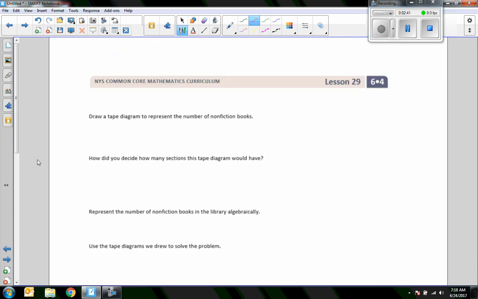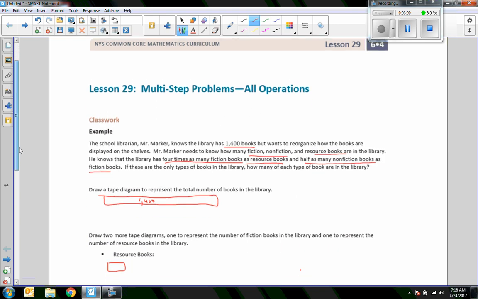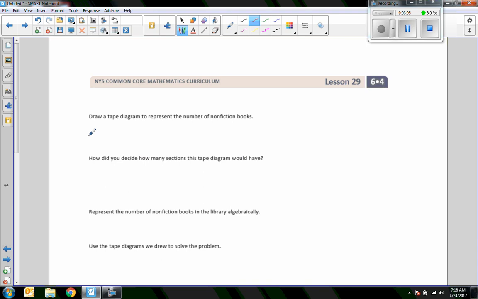Okay. Draw a tape diagram to represent the number of nonfiction books. Now if I go back, nonfiction books, resource books, and half as many nonfiction as fiction. Half as many nonfiction as fiction. Well, if there are 4 of these fiction boxes, half of that would be 2. So a tape diagram for nonfiction would be 2 squares, or rectangles. Okay, and I just explained how I determined that, because it's half as many as the fiction.